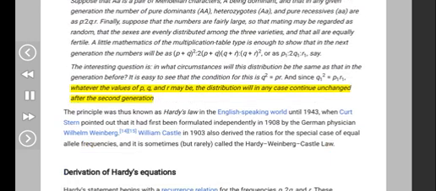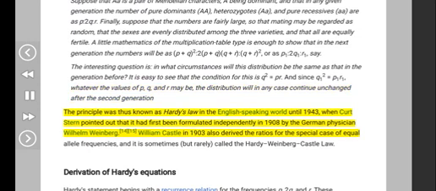Whatever the values of P, Q, and R may be, the distribution will in any case continue unchanged after the second generation. The proof was thus known as Hardy's law in the English-speaking world until 1943, when Kurt Stern pointed out that it had first been formulated independently in 1908 by the German physician Wilhelm Weinberg.